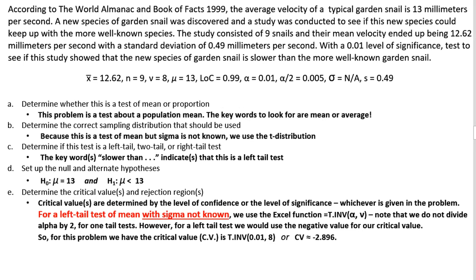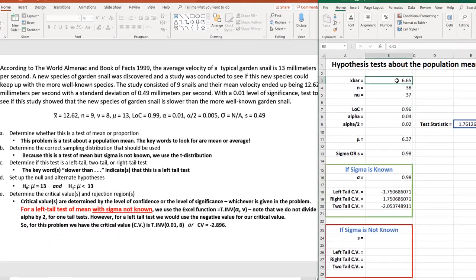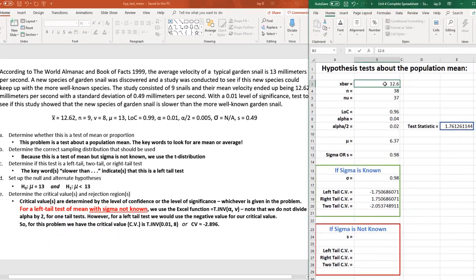Let's put in the numbers that we have. We have an x bar of 12.62. We have n of 9, so this automatically calculates nu. We have a level of confidence of 0.99, I believe, for this problem. And yep, that's what it is, 0.99.